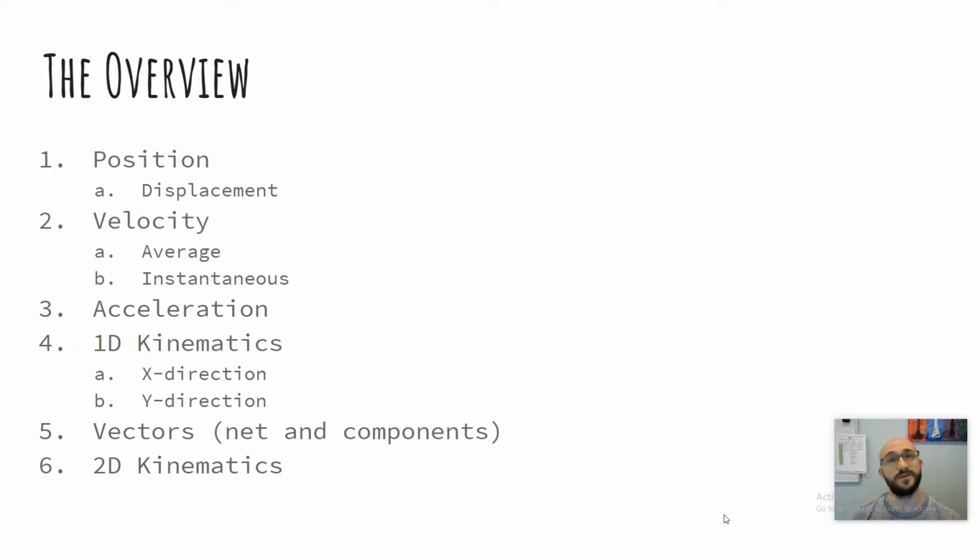And then if you have specific questions about how to do the problem solving, that will come out as we run more example problems. All right, so we're going to cover the idea of position and displacement, velocity, acceleration, then we're going to do one-dimensional kinematics, and then finally two-dimensional kinematics, with a brief interlude about vectors.